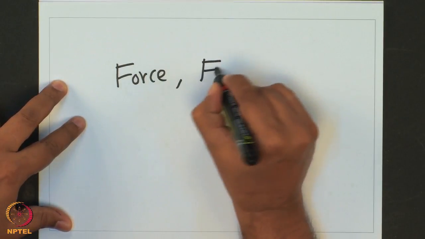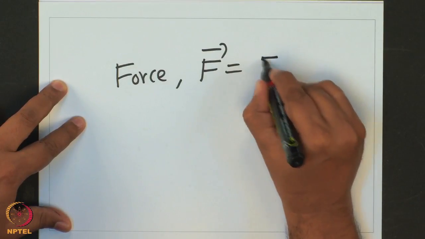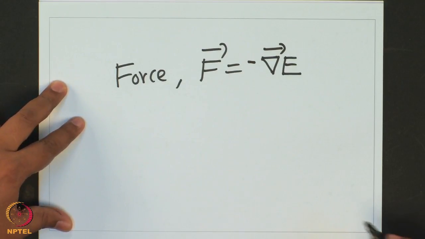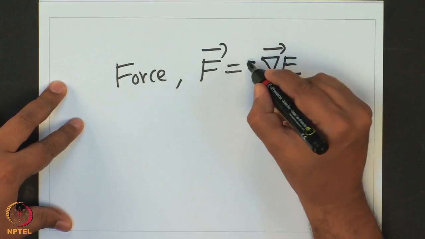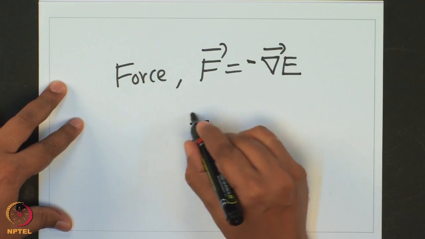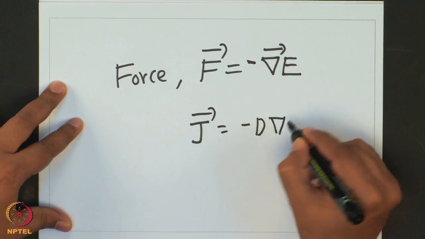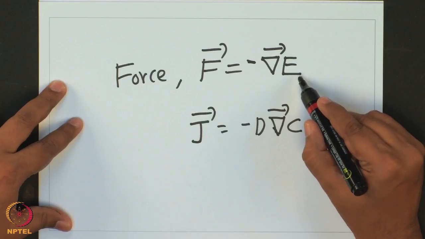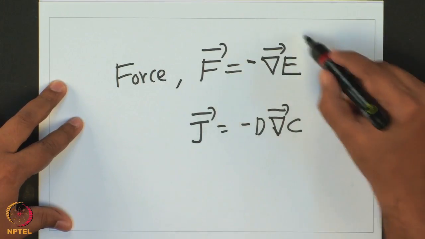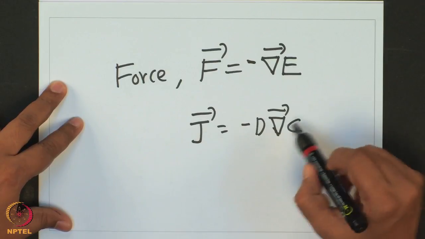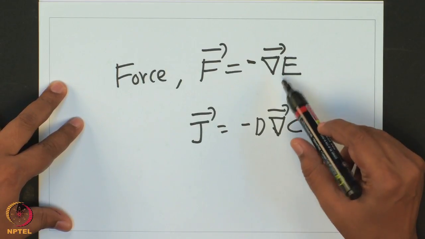Force is a very well known vector. It turns out that force is minus the gradient of energy, minus del E. Energy is a scalar, so it is the gradient of a scalar, just as concentration is a scalar and J is minus D del C. So concentration is a scalar, energy is a scalar, the gradient of a scalar is a vector, and force and flow are vectors having a specific direction.